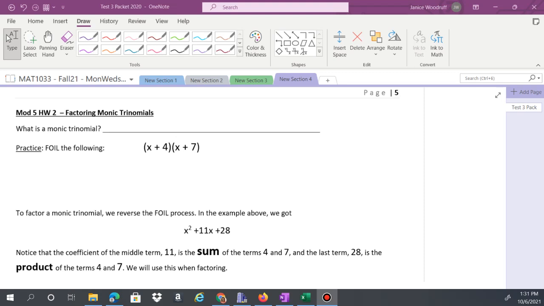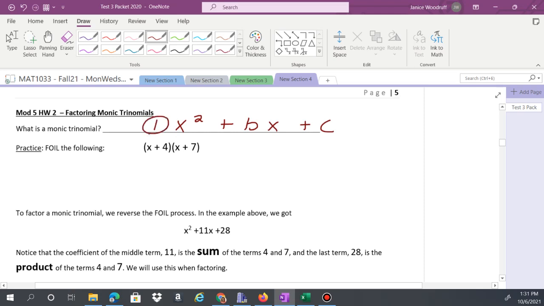Okay, next section, we are factoring monic trinomials. A monic trinomial is a trinomial in this form, where you have x squared plus bx plus c. It's monic because mono means 1, which means there's a 1 in front of the x squared. There's nothing in front of the x squared, it's just a 1. This term is technically a, so this is where a equals 1. So it's just x squared in the front.